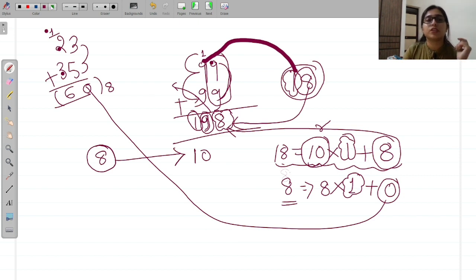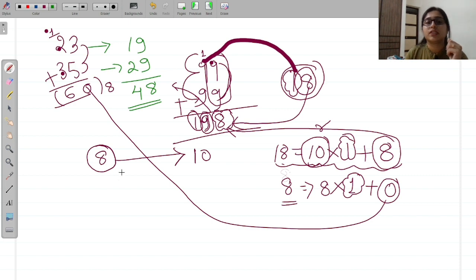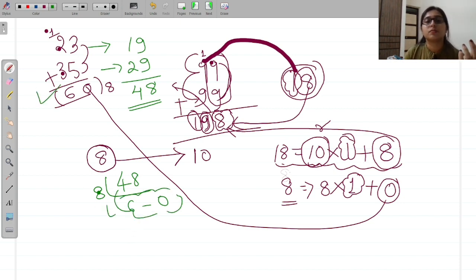So how will you verify it? 23 in decimal system. 2 into 8, 16 plus 3, 19. And what about this? 3 eights are 24, 24 plus 5, 29. So 19 plus 29 is 48. So convert this into octal. So 8 sixes are 48, 0. So this is 60. So is this matching? So I followed two methods. One is directly using the octal system. Another one is converting the octal number to the decimal number and then again converting decimal to the octal number. So these are the two procedures that we can follow.